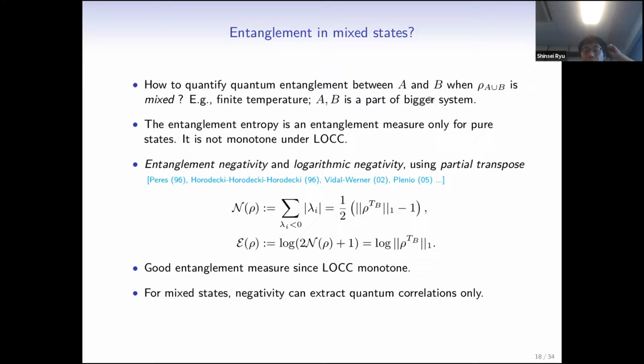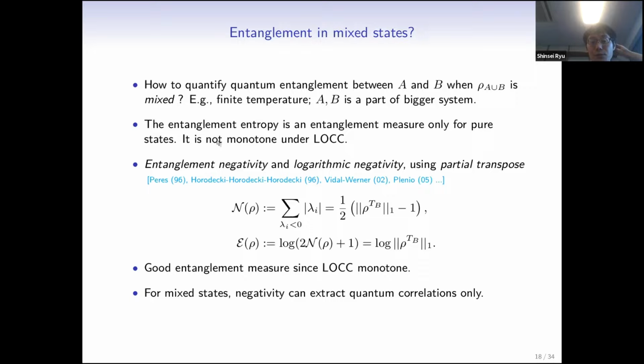So the problem is that entanglement entropy is a good entanglement measure only for pure quantum states. Okay, the technical term to describe this problem is that entanglement entropy does not monotonically decrease under local operations and classical communication, LOCC. Okay, so entanglement entropy isn't good because it actually captures both quantum and classical correlations. But there's a different quantity, entanglement negativity, which is more suitable for that purpose.